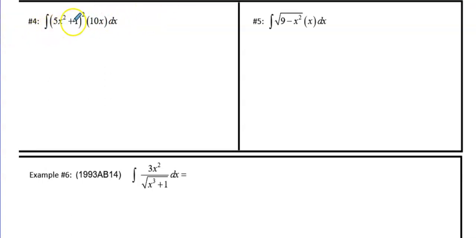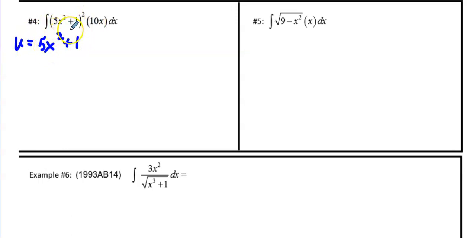One of the things I want to stress really quickly is you have two functions. You have 5x squared plus 1, and your second function is 10x. When you're trying to figure out what u is, the first question I always ask myself, especially with polynomials, is: is one function the derivative of the other? And the answer is yes. The derivative of 5x squared plus 1 is actually 10x. So if the derivative is sitting somewhere in the integral, then you want to make u equal to the function whose derivative you can see inside the integral. So u is going to be equal to 5x squared plus 1.